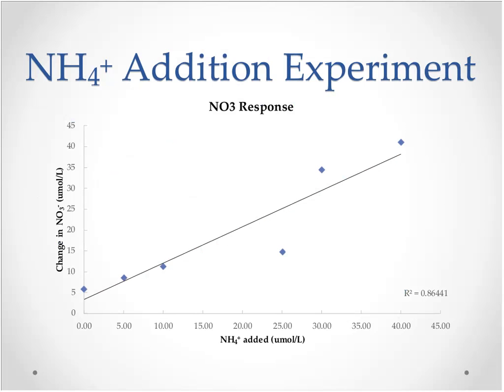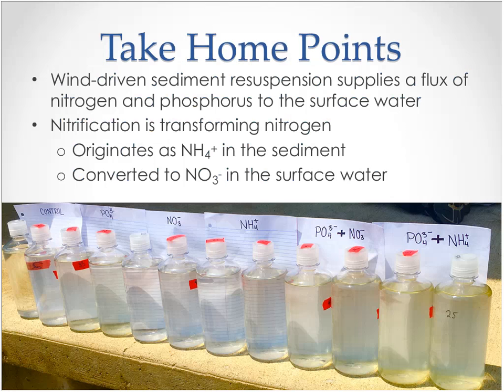So we wanted to look a little bit more into this idea of nitrification, so we did ammonium additions. Here on the y-axis, we see the change in nitrate. This is the uninhibited samples minus the inhibited samples, so we're just seeing that change overall. We see here that we added about 10 micromoles per liter of ammonium, and we see that same response in nitrate, and it's consistent throughout this data.